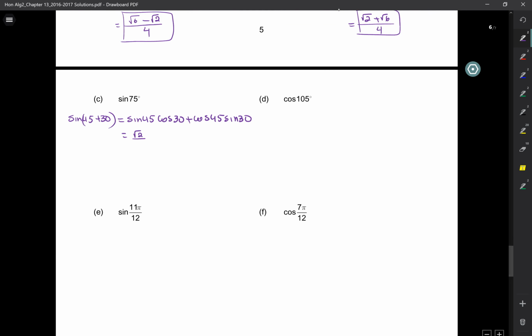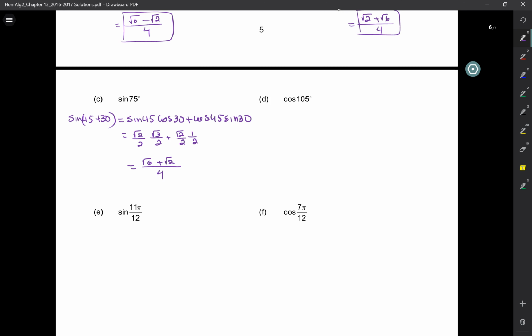We have root 2 over 2, root 3 over 2, root 2 over 2, 1/2. This is root 6 plus root 2 all over 4. Okay?